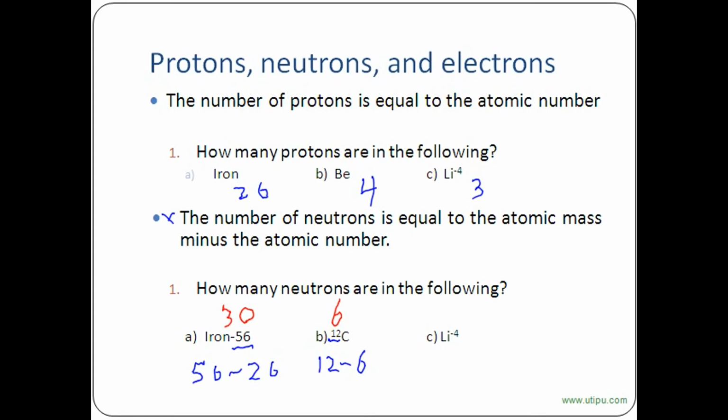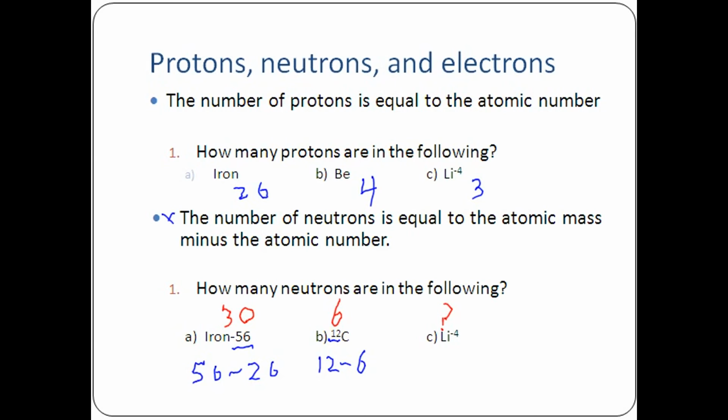The 12 is on the left-hand side. That left-hand superscript tells you the atomic mass. The right-hand superscript, though, is actually the atomic charge. And so this lithium -4 doesn't tell us anything about what the atomic mass is. So we really can't answer this question. We don't know exactly how many neutrons are in this one, because we don't know what the atomic mass is. And so this would be an unsolvable problem because we don't have that information.